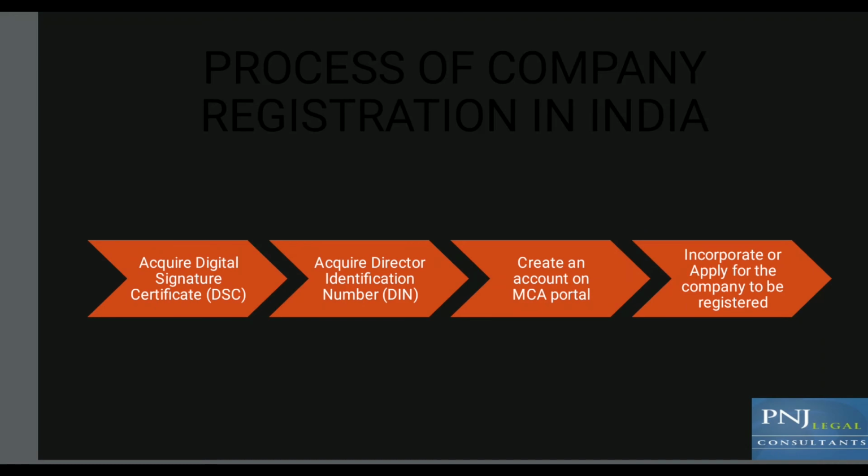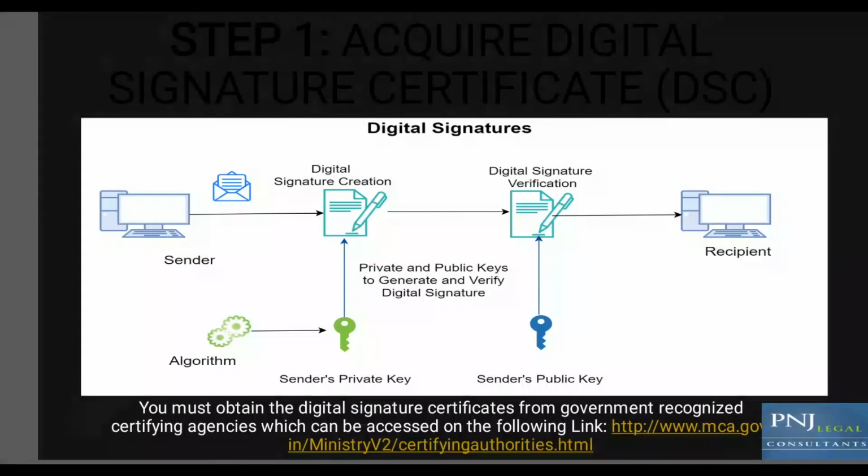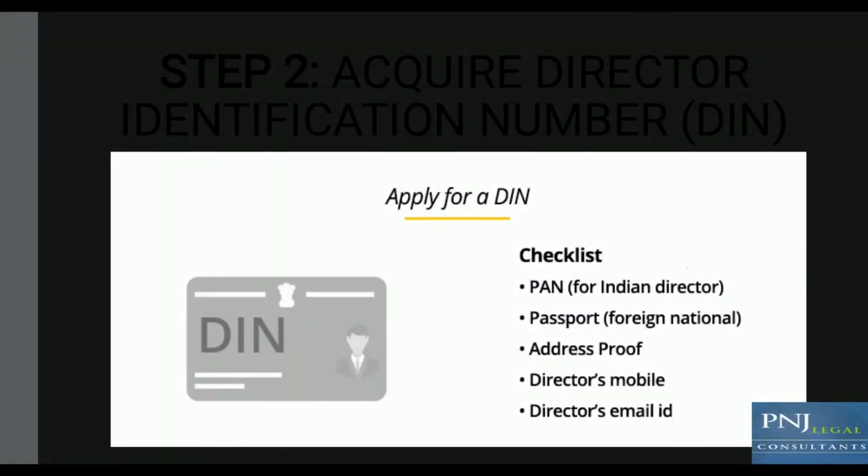Process of company registration in India. Acquire a digital signature certificate (DSC), acquire a director identification number (DIN), create an account on the MCA portal, and incorporate or apply for the company to be registered. Step 1. Acquire a digital signature certificate (DSC). You must obtain the digital signature certificates from government-recognized certifying agencies, which can be accessed on the following link.